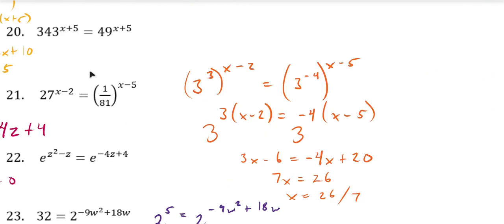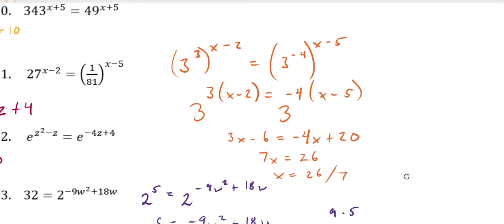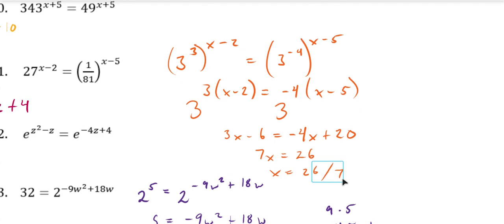The same trick is used for 21. 27 is 3 to the third, and 1 over 81 is 3 to the minus 4. We want to bring those powers into the exponents and distribute them, and then set those two exponents equal to each other. Solving gives us 26 over 7.